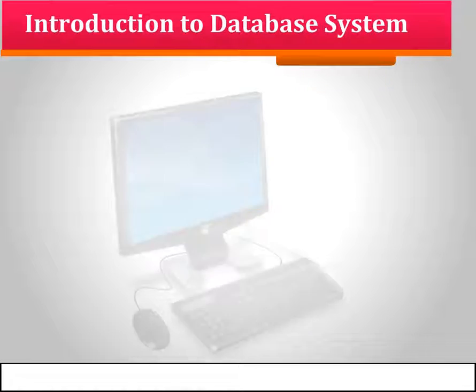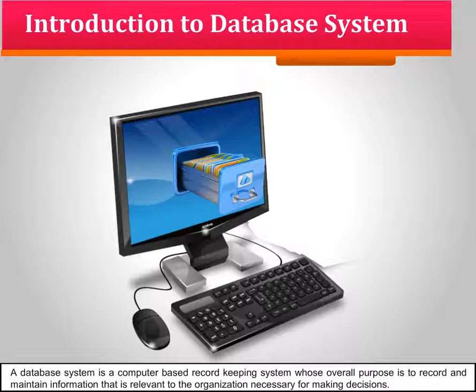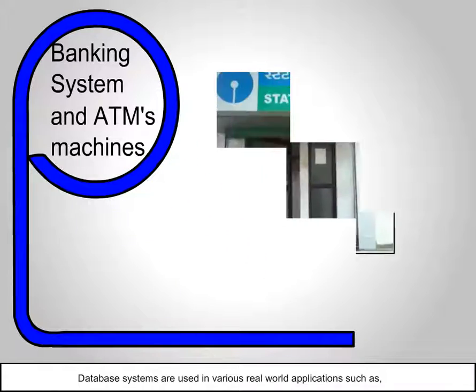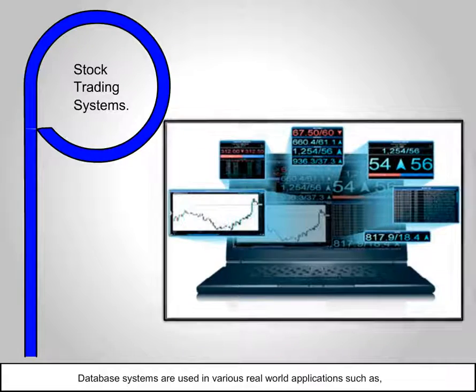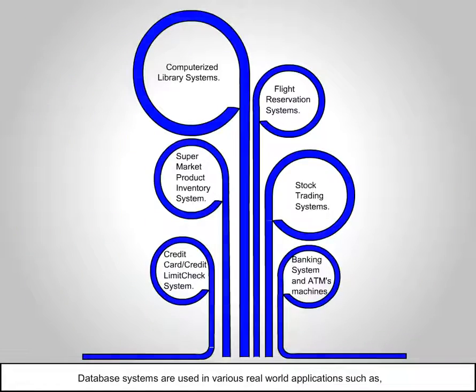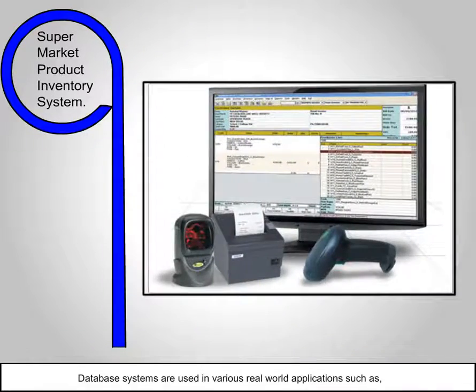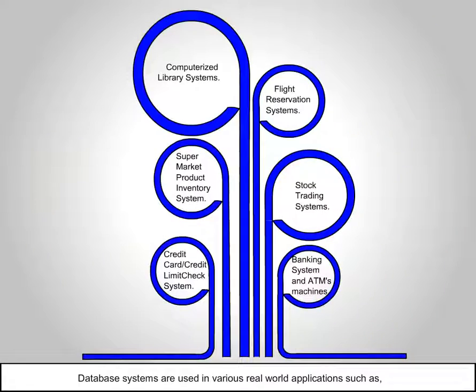Introduction to database system. A database system is a computer-based record-keeping system whose overall purpose is to record and maintain information that is relevant to the organization necessary for making decisions. Database systems are used in various real-world applications such as banking system and ATM machines, stock trading.